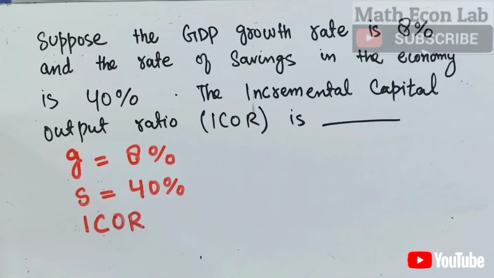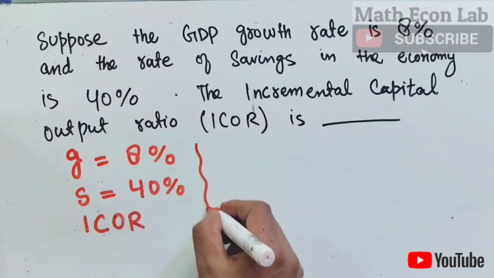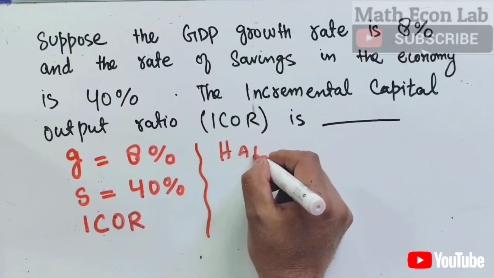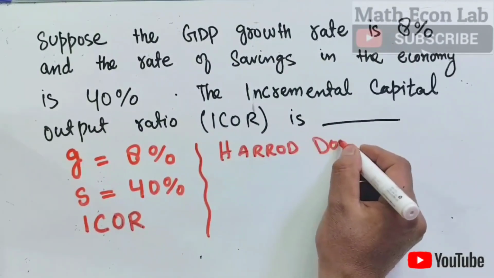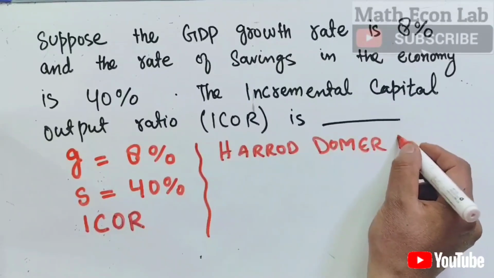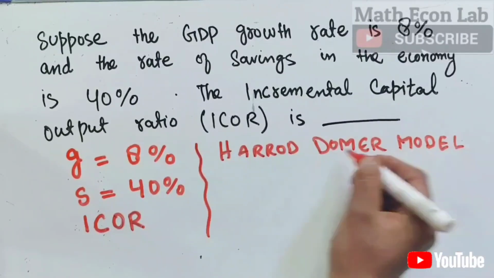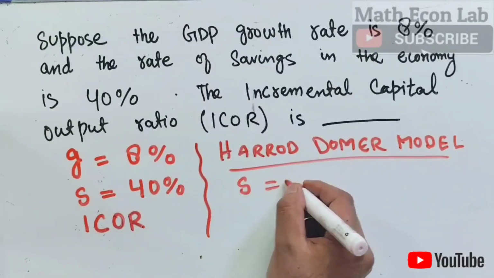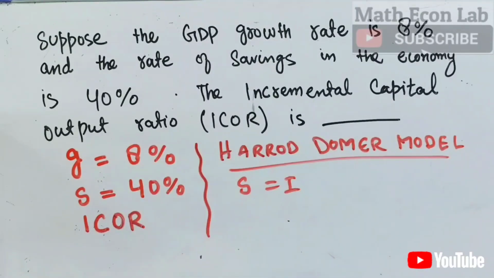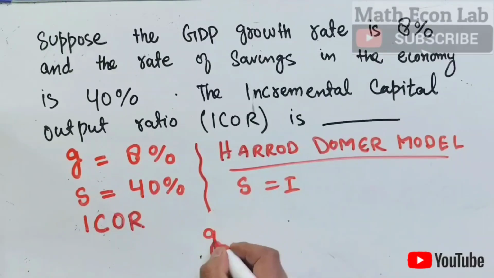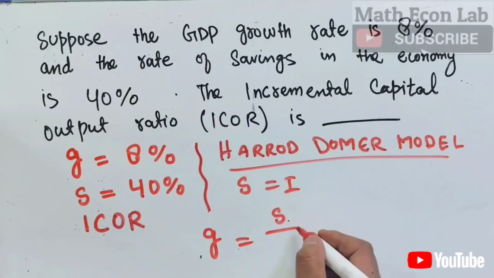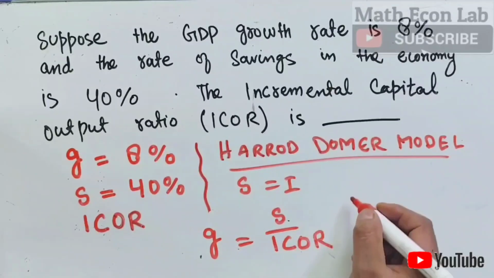Now what is incremental capital output ratio? It is simply the ratio of the investment and growth. That is, we know from the Harrod-Domar model, one of the assumptions is that savings is equal to investment. That means the incremental capital output ratio is simply the ratio of savings and growth. The formula is being given, that is growth rate is equal to savings rate upon incremental capital output ratio.